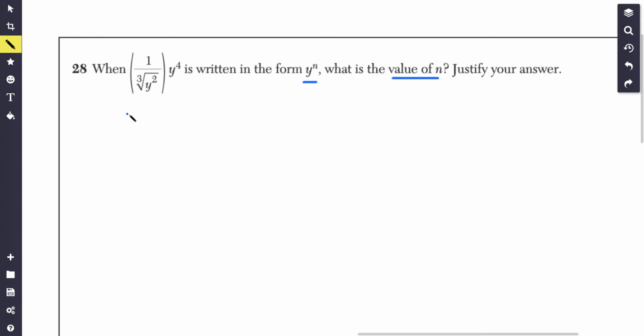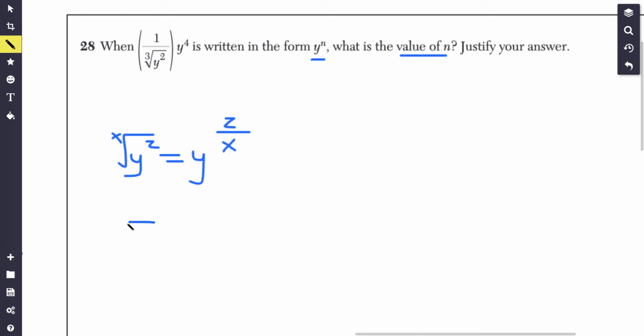Let's do this. So first of all, you need to know how to convert from radicals to exponents. Let's say we have the xth root of y to the z power. Now you can convert this into an exponent. This is just going to be equal to y to the z over x power.